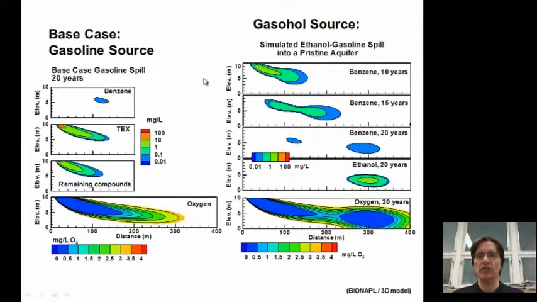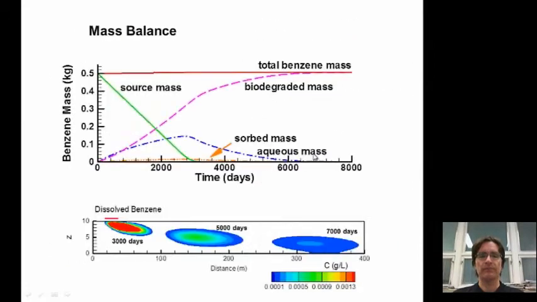This was done about 10 years ago, but still, at the time, this was very useful to help in our planning for future field experiments and just basic understanding of this type of behavior. Now, numerical models are essentially expressions of mass balance at each element. So we can keep track of the mass of each of these components and how much is degrading.